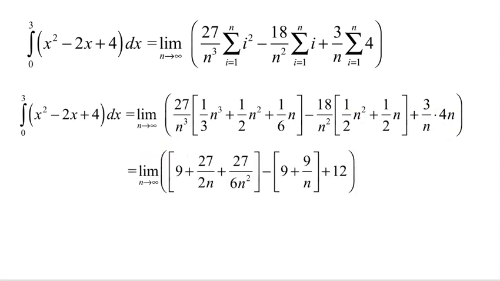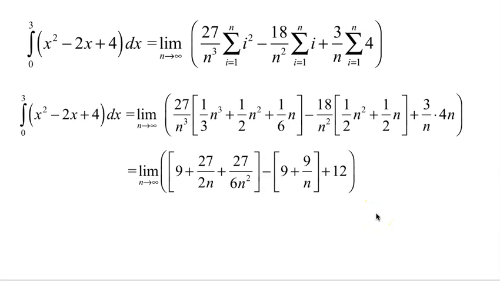So look at that algebra. I hope you're with me in terms of how that's done. Distributing this multiplier out in front, boom, boom, boom. I left the minus sign and I distributed positive 18 over n squared here and here. And then 3 over n times 4n is just going to give me 12.